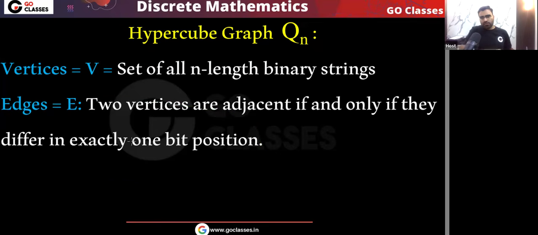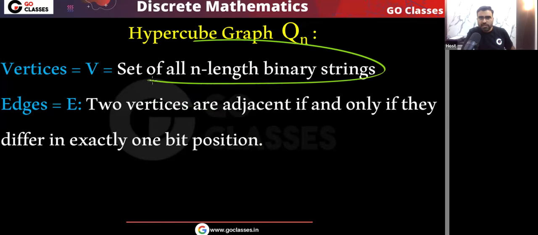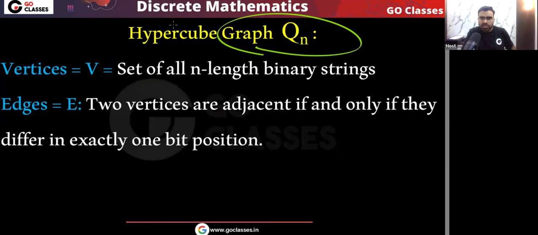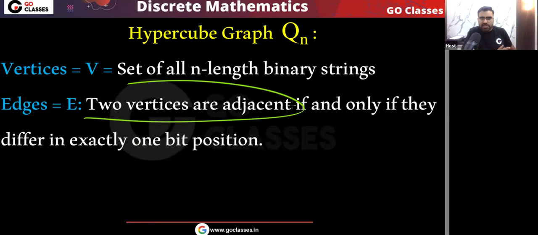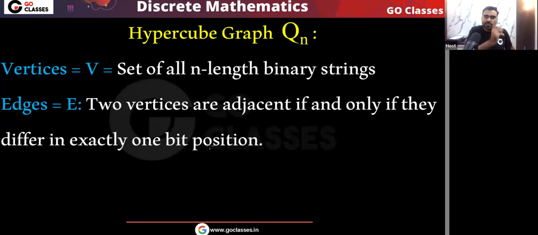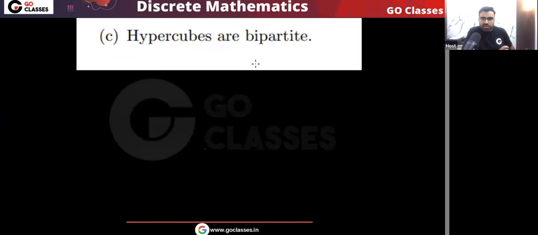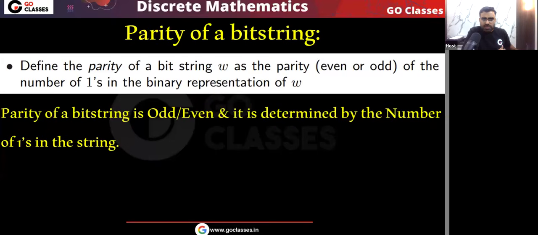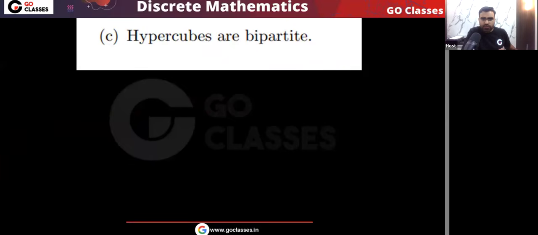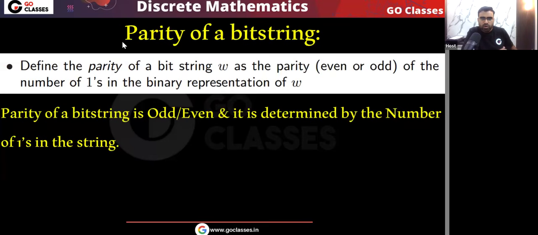So in this hypercube graph Qn, remember the vertices are n-length binary strings. For example, in Q3, the vertices will be 3-length binary strings, so there will be a total of 2 power 3, that is 8 vertices. And two vertices are adjacent if and only if they differ in exactly 1 bit position. So this is the hypercube graph that we already know. Now let me tell you that these hypercube graphs are bipartite. Can we prove it? Very easily you can prove it, and for that, let's see the definition of parity. What is the parity of a bit string?